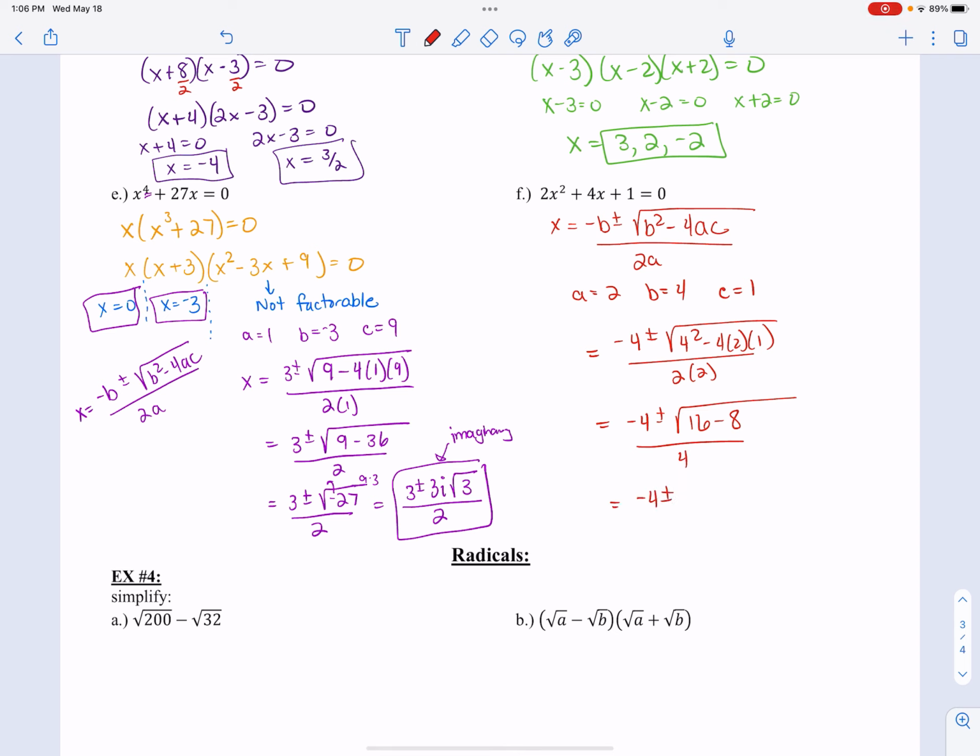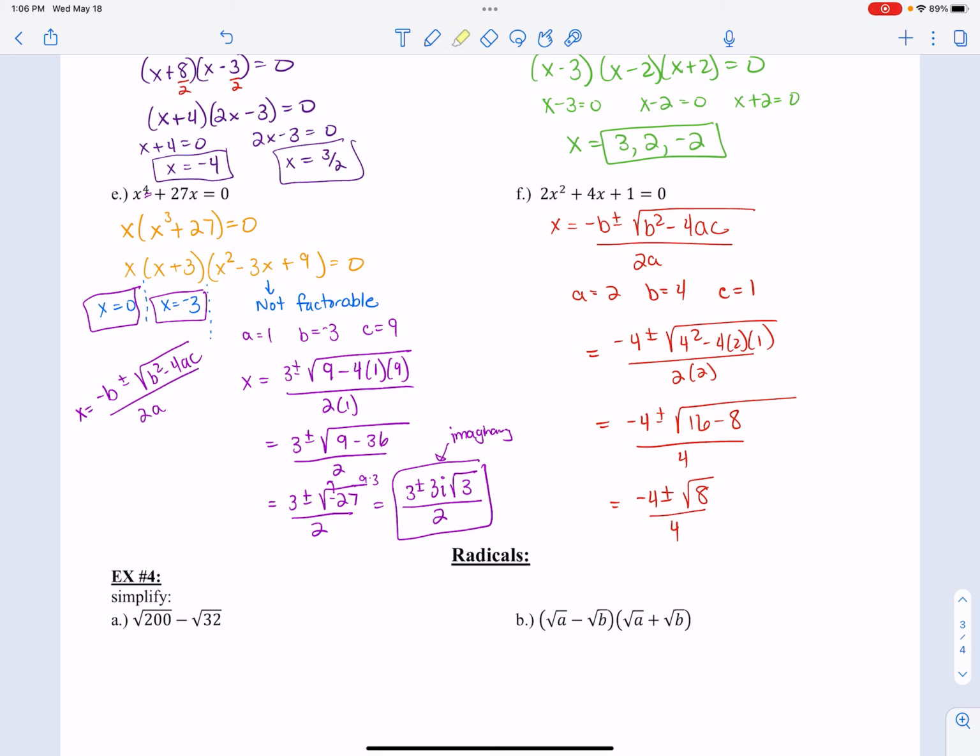Negative 4 plus or minus the square root of 16 minus 8, which is 8. Now be careful with your reducing. I find that most students can get here. If they know the quadratic formula, this part isn't the problem. Doing all that math isn't the problem. The problem is simplifying. And I suppose our next topic on radicals will help a little bit with that.